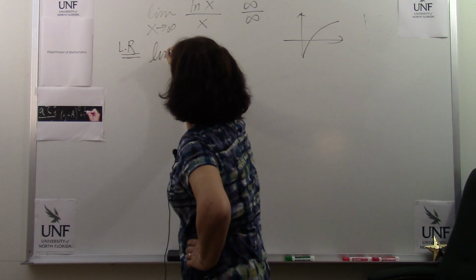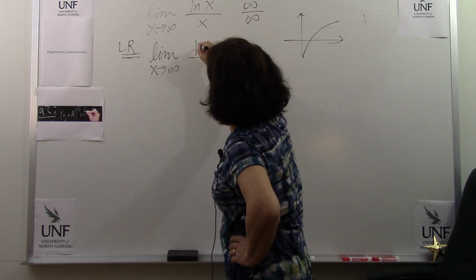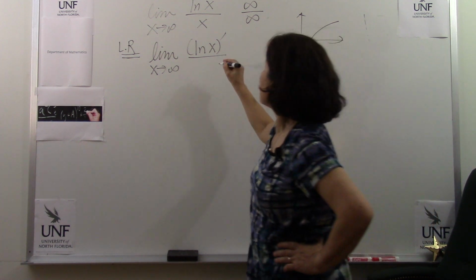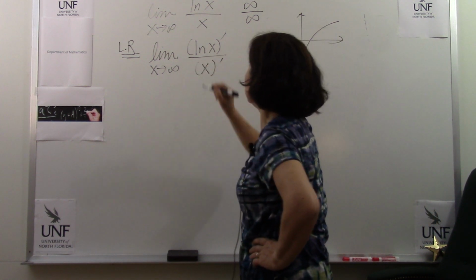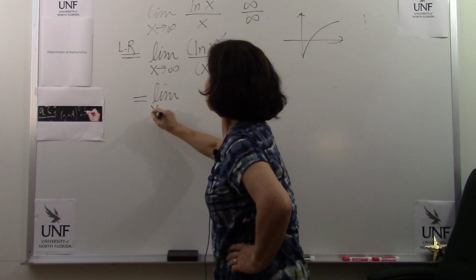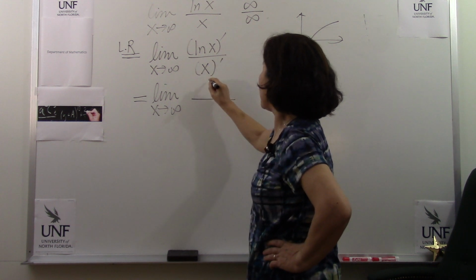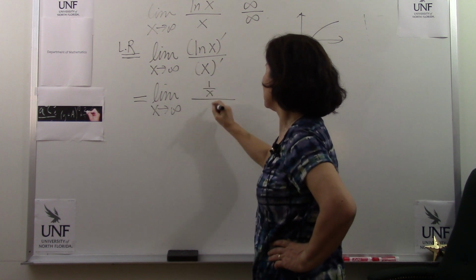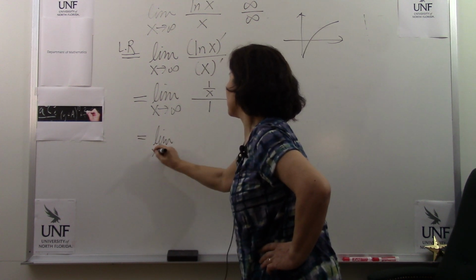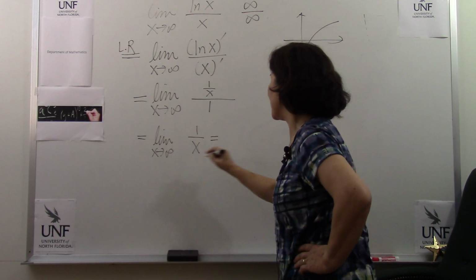So here we go. Limit x goes to infinity. Now, ln x, the first few times I want you to write down each time what you do, okay? So this one is now limit x goes to infinity. The derivative of natural log x is 1 over x. This is 1. So which is what? Limit x goes to infinity, 1 over x. Therefore, what is that? 0.